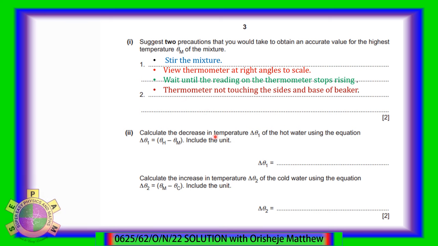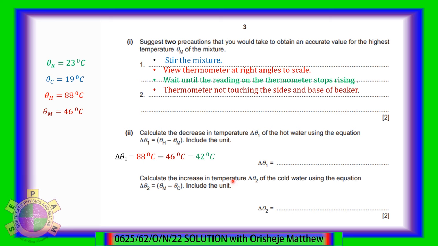Calculate the decrease in temperature. That is the difference between the temperature of the hot water and the final temperature of the mixture. You do that, just a simple calculation, so you get 42 degrees.